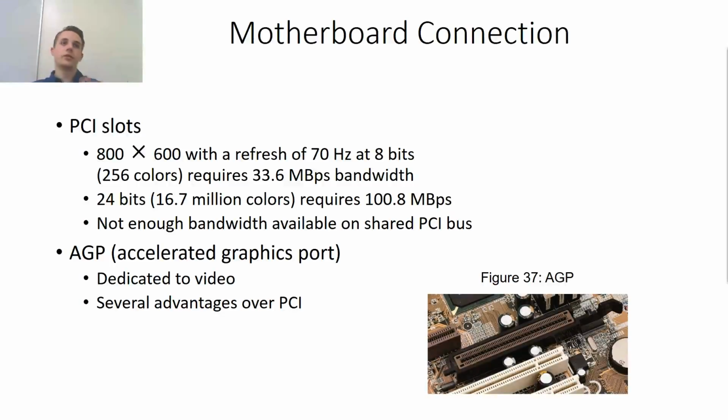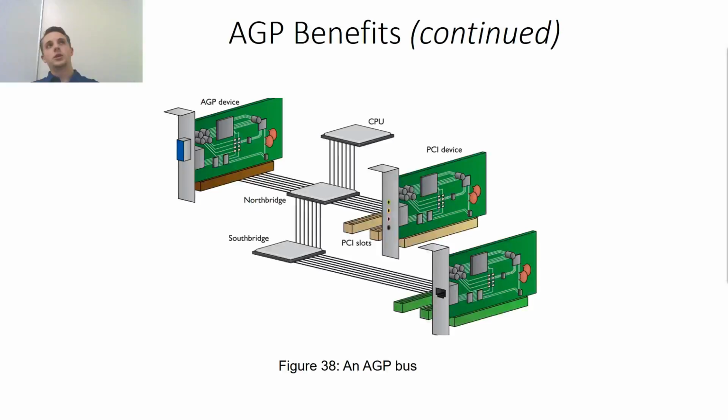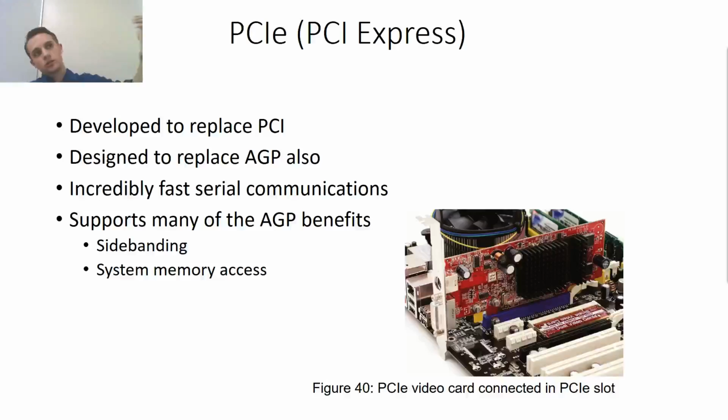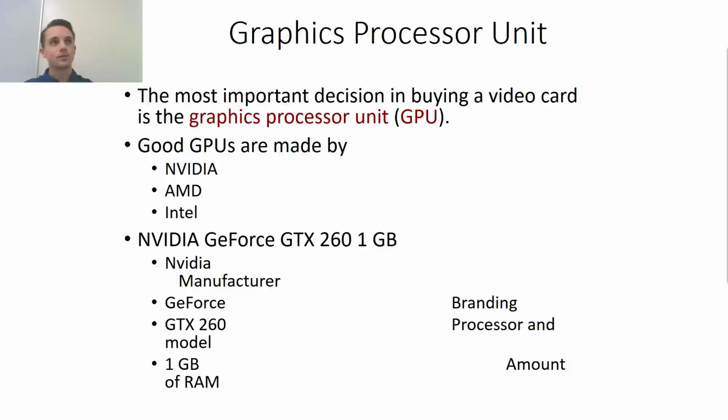I don't think you'll find AGP anymore, primarily because it's been replaced by PCIe, which is here. It's been replaced by PCIe for quite some time now, and it's much faster. It uses serial communication instead of parallel, so much faster. Common manufacturers: NVIDIA, AMD, and Intel.